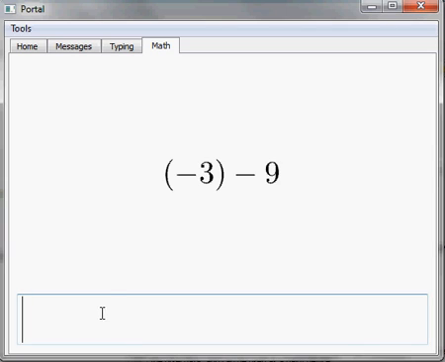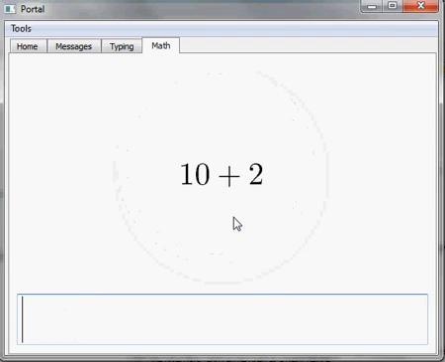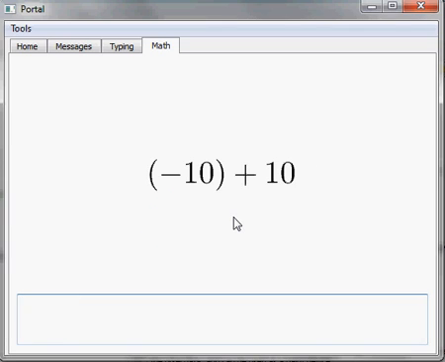Okay, -3 minus 9. This is again -a minus b. So you just add the numbers together and make it negative. Ten plus 2, no problem. -10 plus 10. Again, this is -a plus b. So you take the number on the right and you move it over to the left, and it becomes 10 minus 10, which is 0.